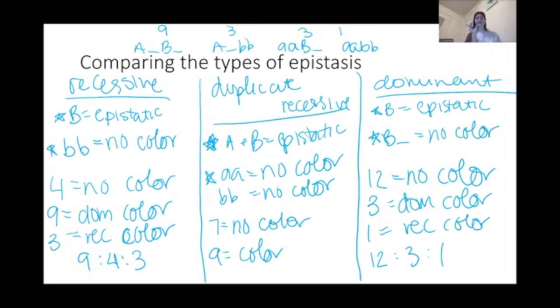So notice the difference between duplicate recessive and the other ones. In the other ones, we have a recessive color, a dominant color, and no color. So there's 3 options. So like you have no color, and then you have color, and in color, there's 2 options for a total of 3. In duplicate recessive, because it's both epistatic genes, there's just color or no color, and that's your only options there.